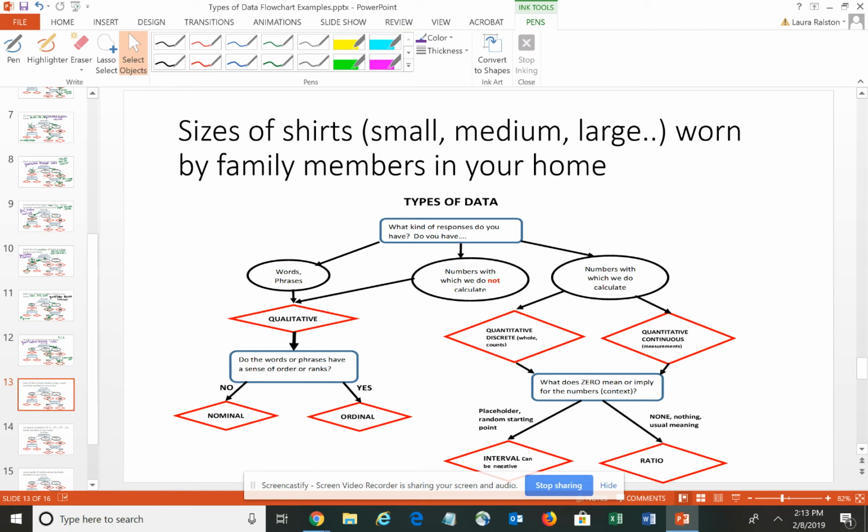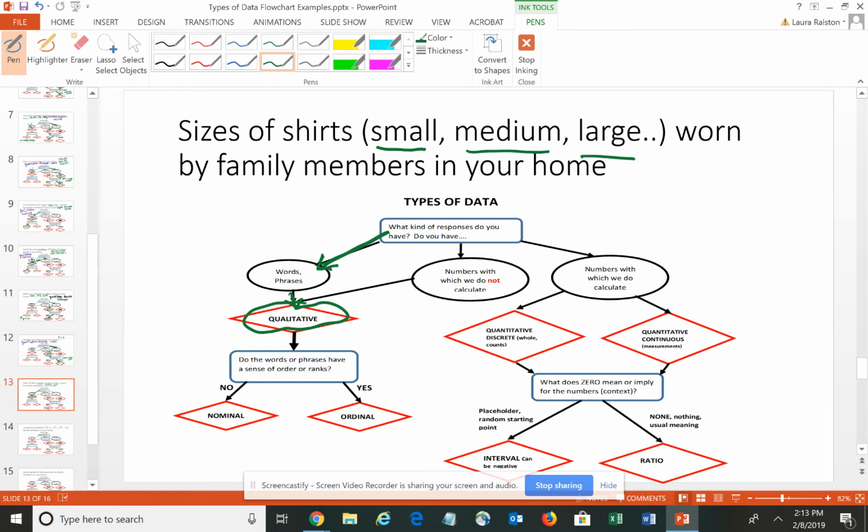Sizes of shirts: small, medium, large, and so forth, worn by family members in your home. So again, if I walked up to you and said, what size shirt does your husband wear? What size shirt does your child wear? You're going to give me something like small, medium, large, extra large, whatever. So again, you're giving me words or phrases. And if I have words or phrases, then my data is definitely qualitative.